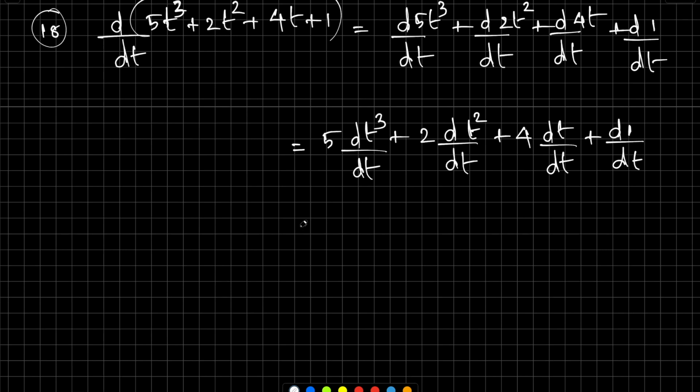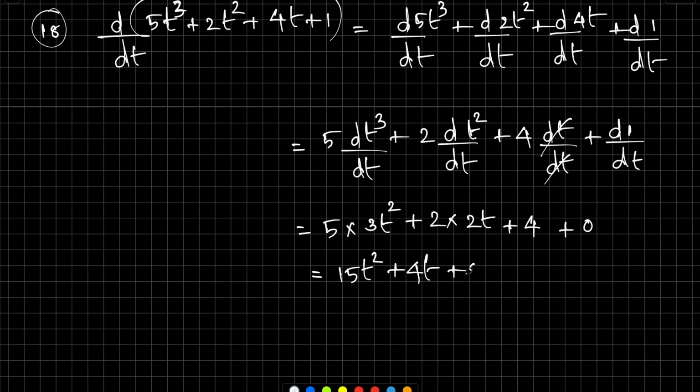So 5, let's do the differentiation. d by dt of t cube is what? 3t to the power of 3 minus 1, which is 2, plus 2 times 2t to the power of 2 minus 1, which is 1. So 2 times 2t plus 4, dt and dt can be cancelled, so 4, plus the last one is 0 because 1 is a constant. The answer will be 15t square plus 4t plus 4.